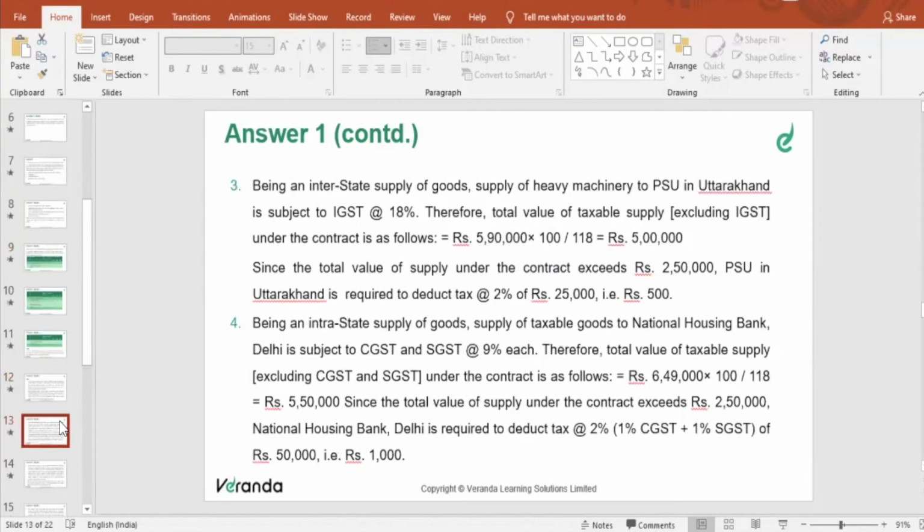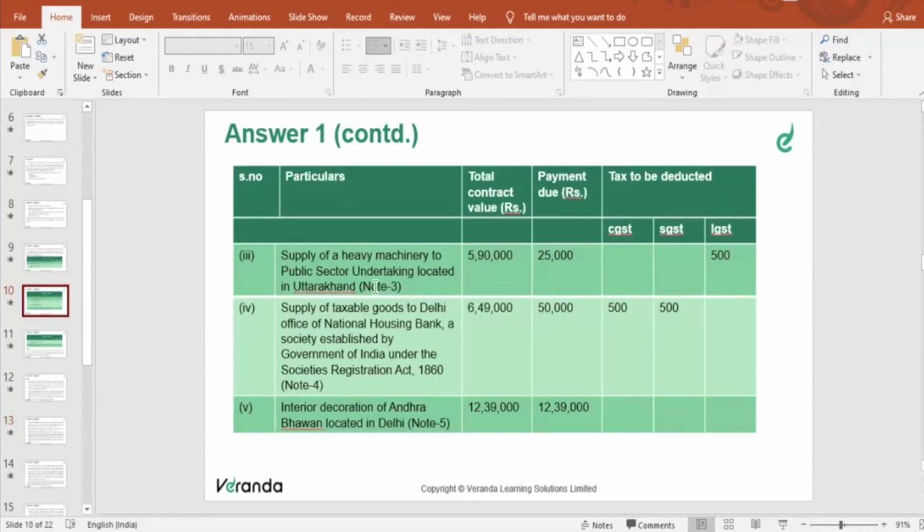Continuing. The third one was supply of heavy machinery to PSU in Uttarakhand, which was subject to IGST at 18%. Total value of supply was 5 lakh excluding GST, and that's why, since the total value exceeds 2,50,000, they are required to deduct tax on the amount of payment which is being made at 25,000 into 2%, which is 500 rupees. And we are bringing it down here. Supply of heavy machinery to PSU at 25,000 into 2% at 500 rupees.